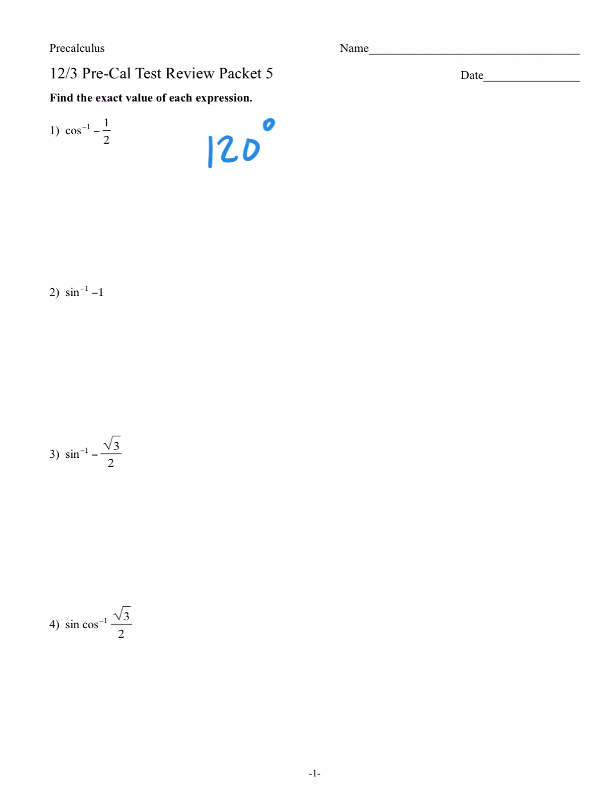Or 2/3 pi. You can see that's on the unit circle. Who has a sine of -1? When you go down to the 270, you see that the second number in the parentheses is -1, so that's 270. Who has a sine of -√3/2? And that's also going to be in the fourth quadrant, and it's going to be 300 degrees.